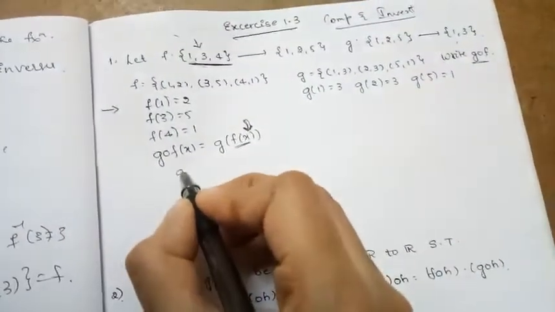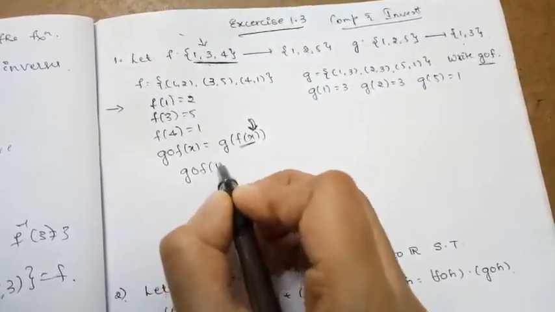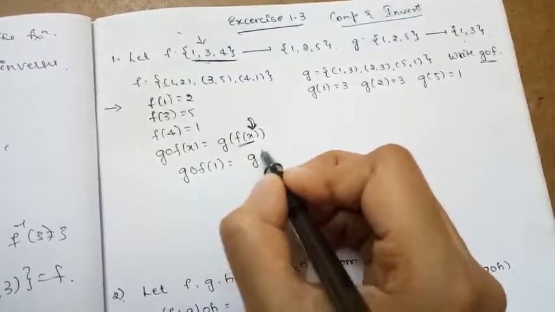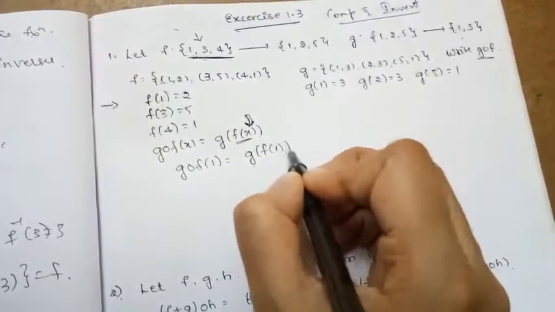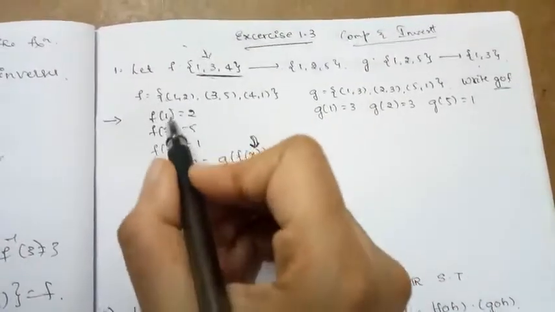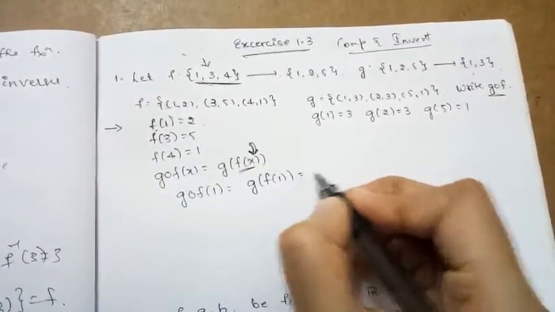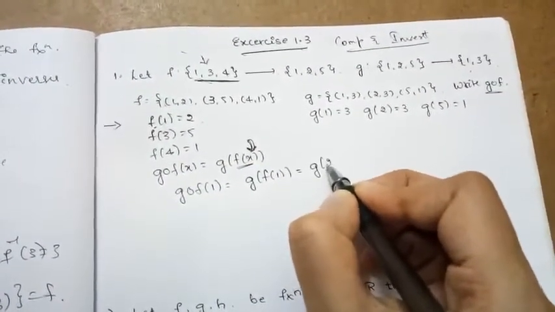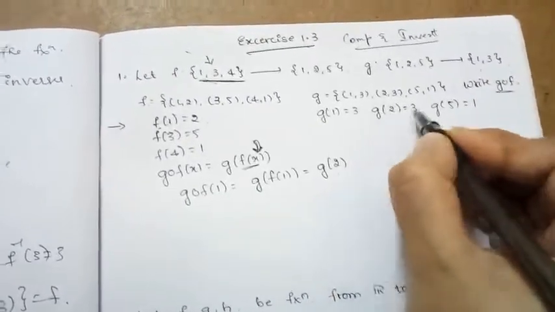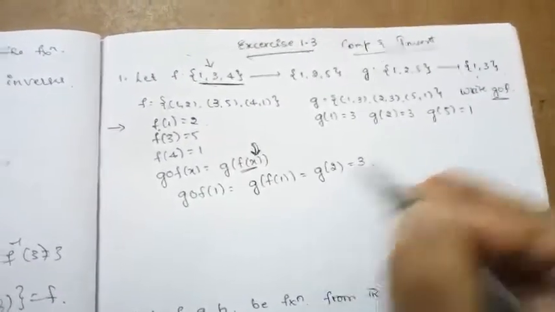So let us start. g of f of 1. What is f of 1 here? f of 1 is equal to 2. So it is nothing but g of 2. What is g of 2? g of 2 is equal to 3.